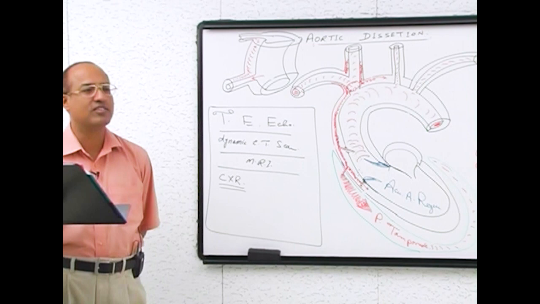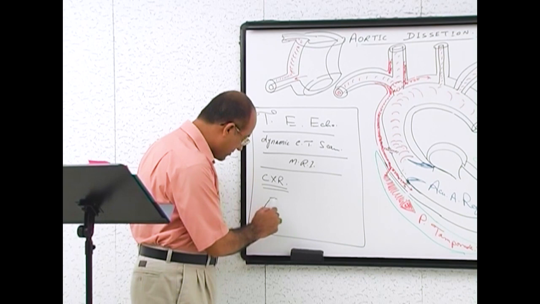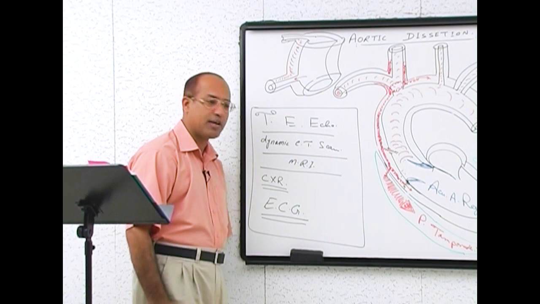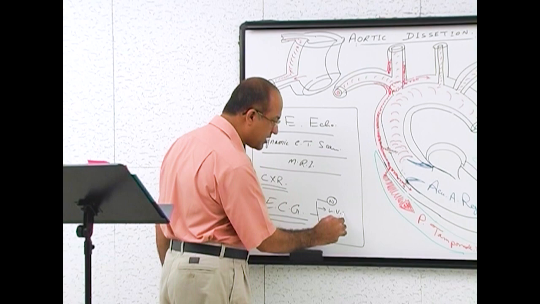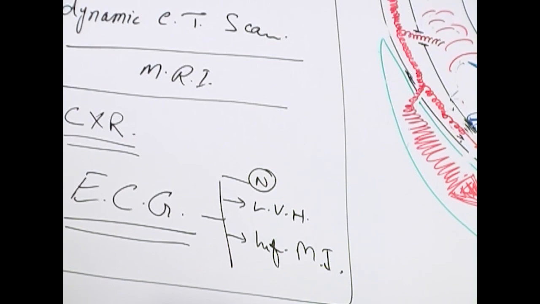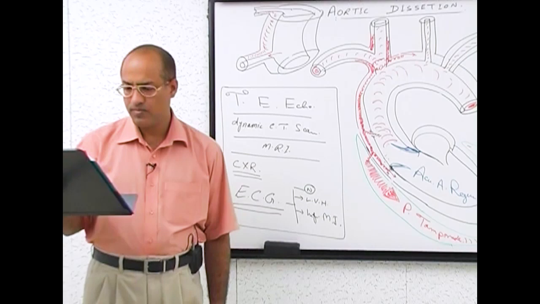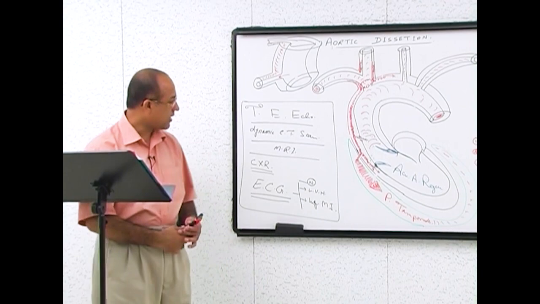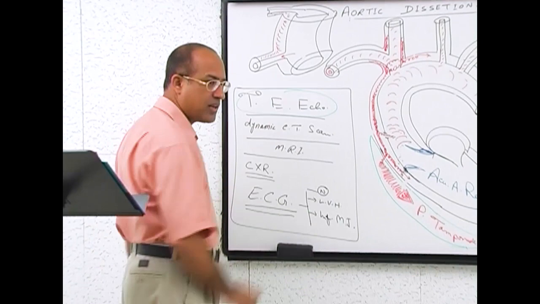Is that right? You do an ECG in these patients. The ECG may be normal, or it may show features of left ventricular hypertrophy due to chronic hypertension, or it may show features of inferior myocardial infarction. But again, before I close, the best investigation, if everything is available, is transesophageal echocardiography.